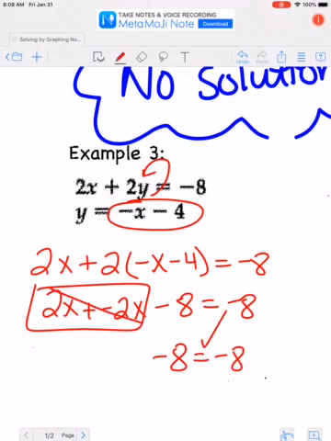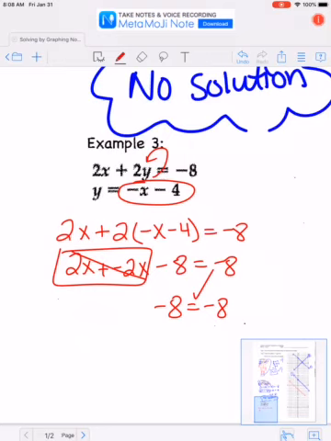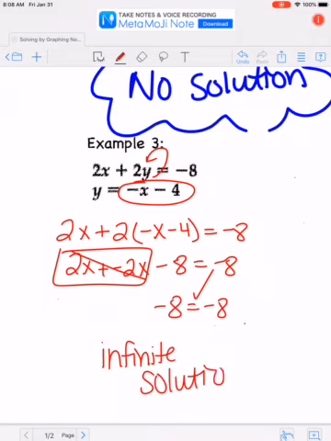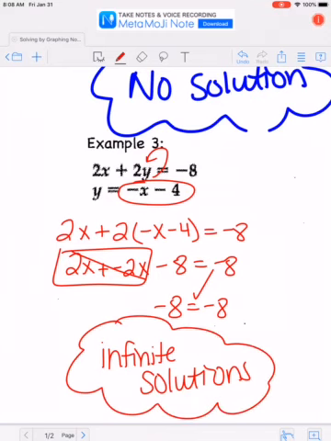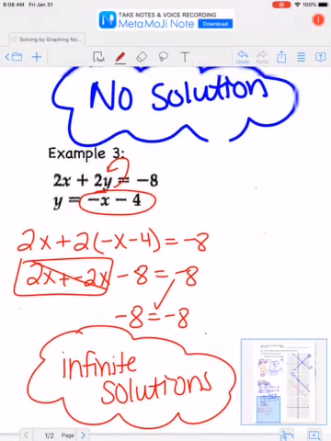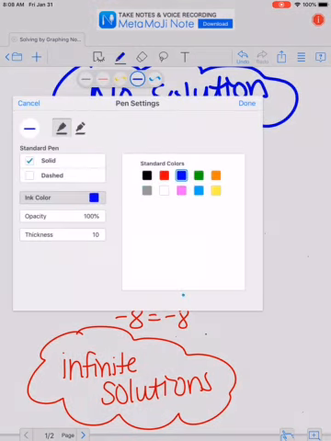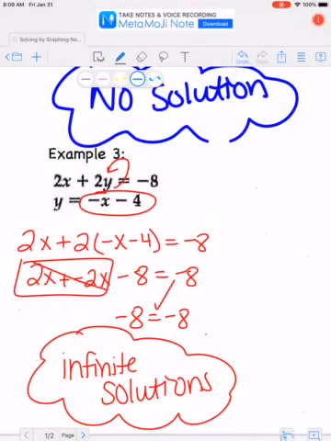If it equals the same thing, this is going to give us infinite solutions because it's the same thing on both sides. Okay, so I'm going to have to graph. So let's first take my first equation here and put it into slope-intercept form.